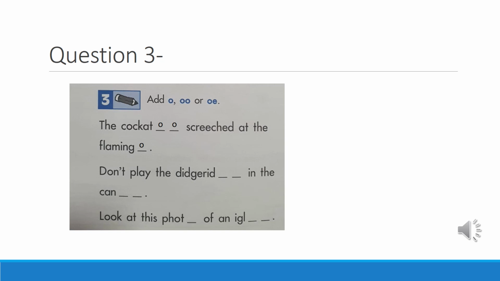Question 3. What you have to do here is basically add o, oo, or oe to the following words. So the first one's done for you. The cockatoo screeched at the flamingo. We just add an O. Please solve the next 2 questions. Once you're done, check your answers. You may pause the video if you need more time.